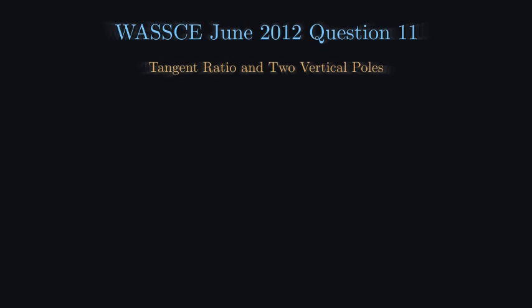Today, we are solving WASSCE June 2012 question 11. This question has two parts. The first part uses tangent ratio to find cosine, and the second part uses angles of elevation with two vertical poles.